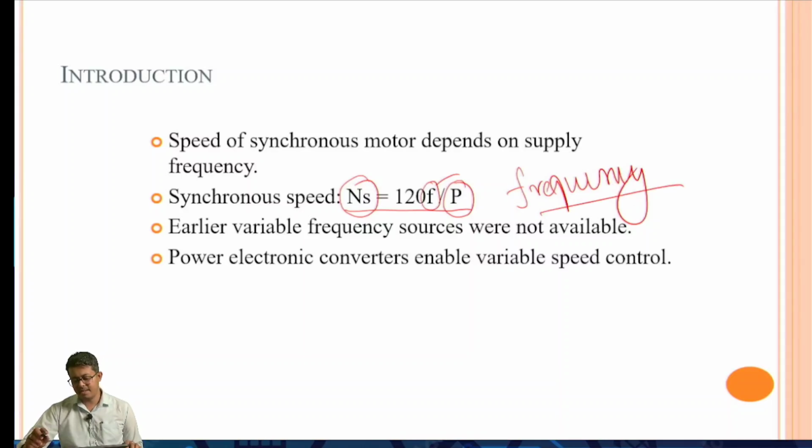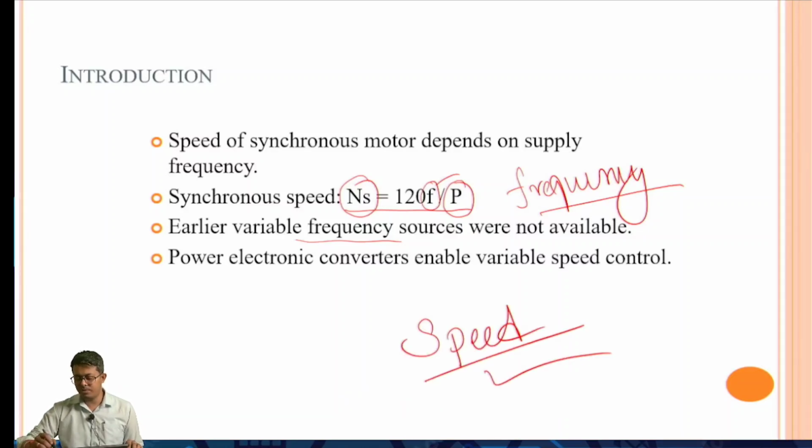In the earlier days, there were no variable frequency sources available, so it was very difficult to vary the frequency. As we could not vary the frequency, we could not vary the speed of synchronous motors. Nowadays we have designed many power electronics converters like rectifier, inverter, even cycloconverter. By using these, we can easily vary the frequency and voltage, and so easily control the speed of the synchronous motor. As we control the speed, we can operate the synchronous motor for various types of applications.